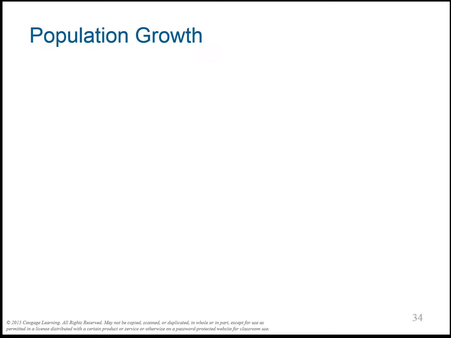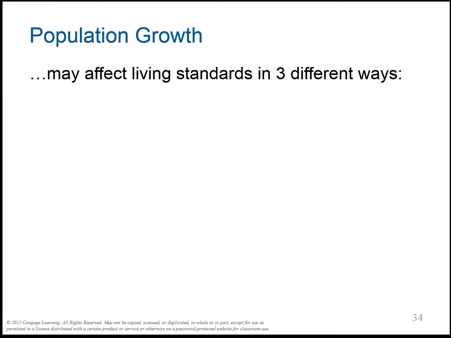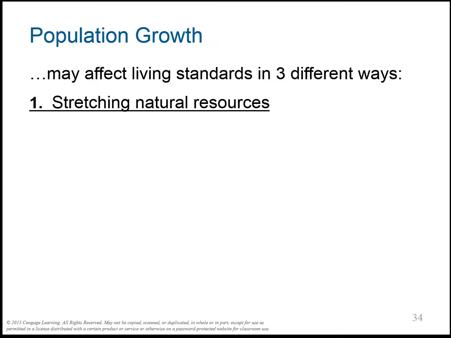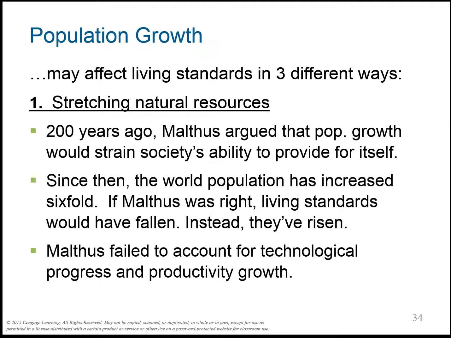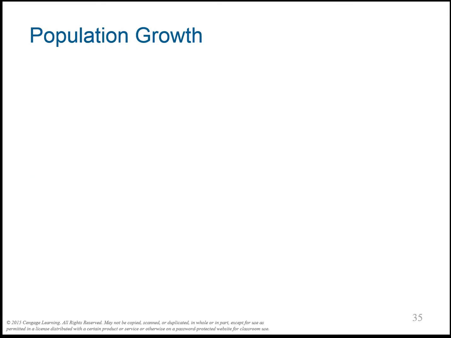So finally, population growth, L. It may affect living standards, and it's unclear exactly how it helps or hurts, because remember, it enters in the bottom of all of the variables in the production function, right? So when L goes up, N over L goes down. In other words, natural resources get spread out, right? There was a philosopher, Thomas Malthus. He argued that population growth would strain society's ability to provide for itself. However, population has grown a bunch, and if he was right, then GDPs would have fallen, but they've risen. He forgot to account for the fact that technological progress, the A, is going up at all times.